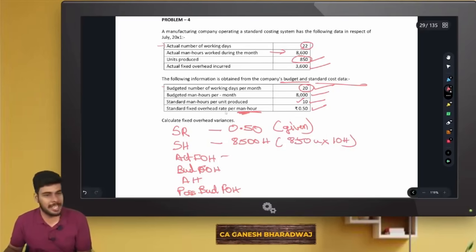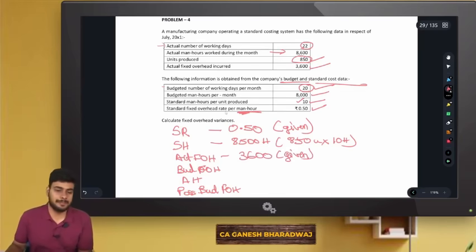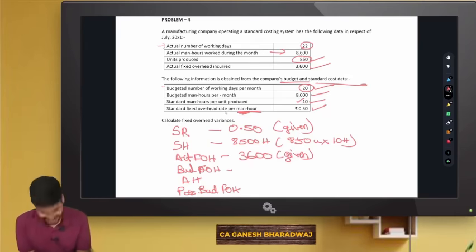Actual fixed overheads. I will show my generosity. 3,600. Yes, 3,600 given. Next. Budgeted fixed overheads. Also, I think I can. Is it given? Oh, it's not given. Okay, fine. What's your budgeted fixed overheads? Who all got the answer? Come on. 4,000.